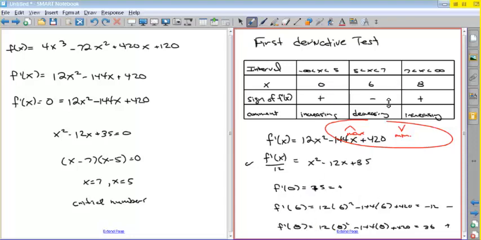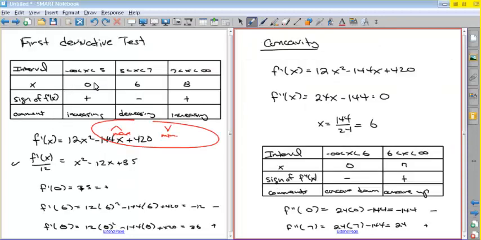Then you're going to answer some questions about concavity by taking the second derivative, setting that equal to 0, and finding the values of x where the second derivative is 0. You create another table using these values to break apart the interval. Pick numbers inside these intervals and evaluate the second derivative at these values of x. If it's negative, then you know it's concave down. If it's positive, it's concave up.